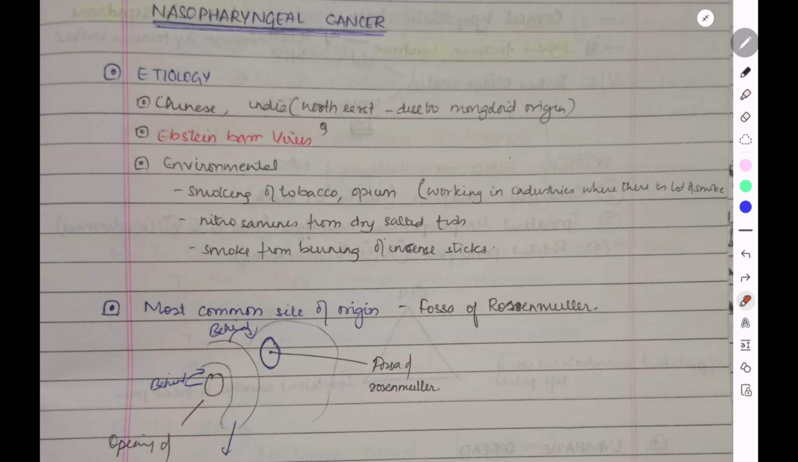So nasopharyngeal carcinoma is mainly due to Epstein-Barr virus or environmental factors such as smoking of tobacco, opium, working in industries where there is a lot of smoke, nitrosamines from dry salted fish, smoke from burning of incense sticks. So these are the etiology for nasopharyngeal carcinoma.